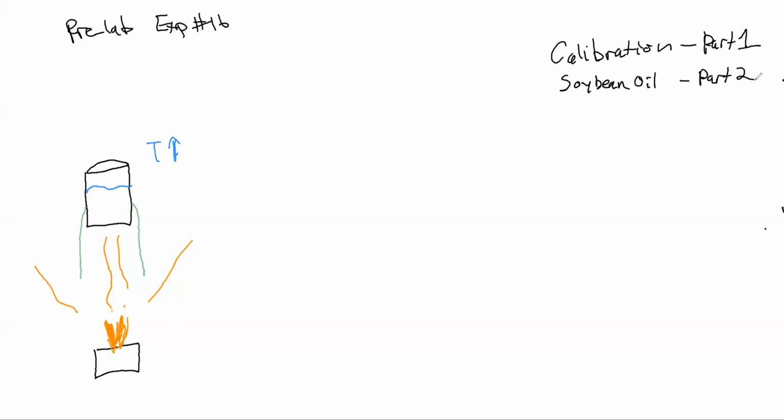So the premise of this is that the heat of the candle, whatever we burn, is going to be equal to the heat that's gained by the water. The only difference is that they should be opposite signs. The candle is going to lose heat, so it's going to be a negative value, and the heat that's gained by the water is going to be the positive version of that.